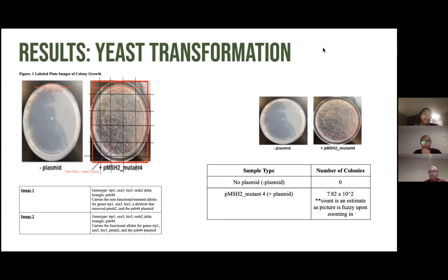It was found that cells that incorporated the plasmid, pMSH2, pRS413, and pMSH2 wild type and mutant type, all grew, while the yeast strain with no plasmid did not grow because it couldn't provide histidine to the environment. Furthermore, it was found that pMSH2 mutant type had 7.82 times 10 to the 2 colonies, while the sample with no plasmid had 0 colonies at all, which meant that only the plasmid insert would grow.